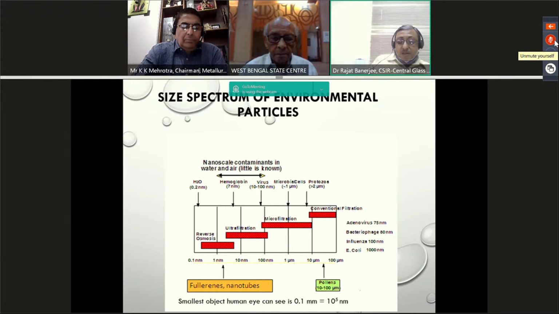The beauty is this: the smallest object the human eye can see is 0.1 millimeter. That comes out to 10 to the power 5 nanometer. So 10 to the power 5 means 1 lakh nanometer. That means we can nowhere see the virus. Nowhere we can see the virus, nor up to 100 nanometers or 1 micron can we see anything. That's the basic thing: the human eye cannot see those things.